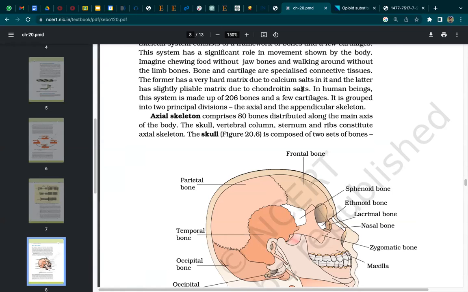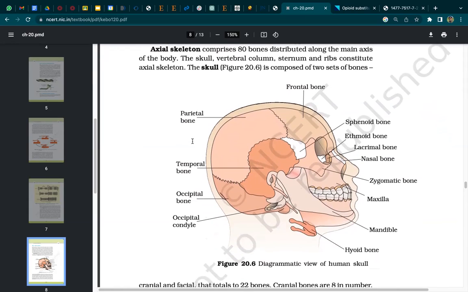Bony fish were known as osteichthyes, and cartilaginous fish were called chondrichthyes, right? So the word chondro is associated with cartilage and the word osteo is with bone. Now you just know there are 206 bones and very few cartilage. And now let's come to the first, which is the skull.